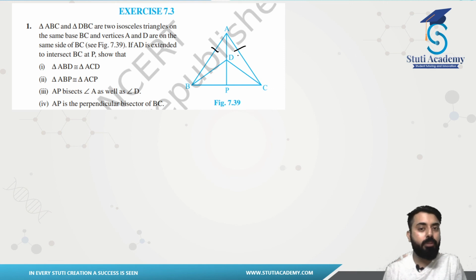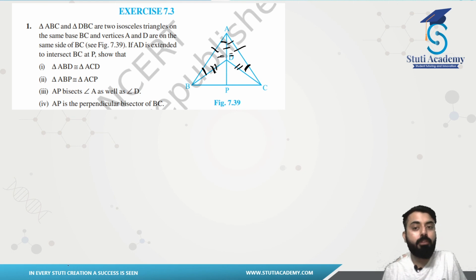I know both of the triangles are isosceles, so AB is equal to AC and DB is equal to DC, and this is common, pretty straightforward. Side angle side, both of the triangles are congruent. Then I can say this angle is equal to that one. Or you can better take these two equal.